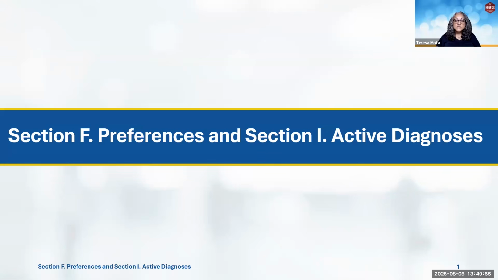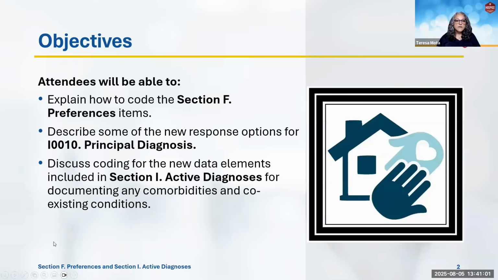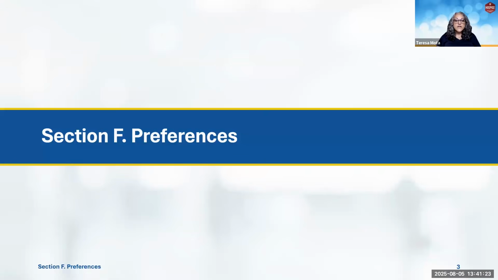So now let's go through 2 more sections, Section F, Preferences, and Section I, Active Diagnoses. At the end of these sections, you should be able to explain how to code Section F preference items, and describe how some of the new response options for I0010 principal diagnosis, and the new section of Section I that documents comorbidities and coexisting conditions, are coded. We'll start with Section F preferences.